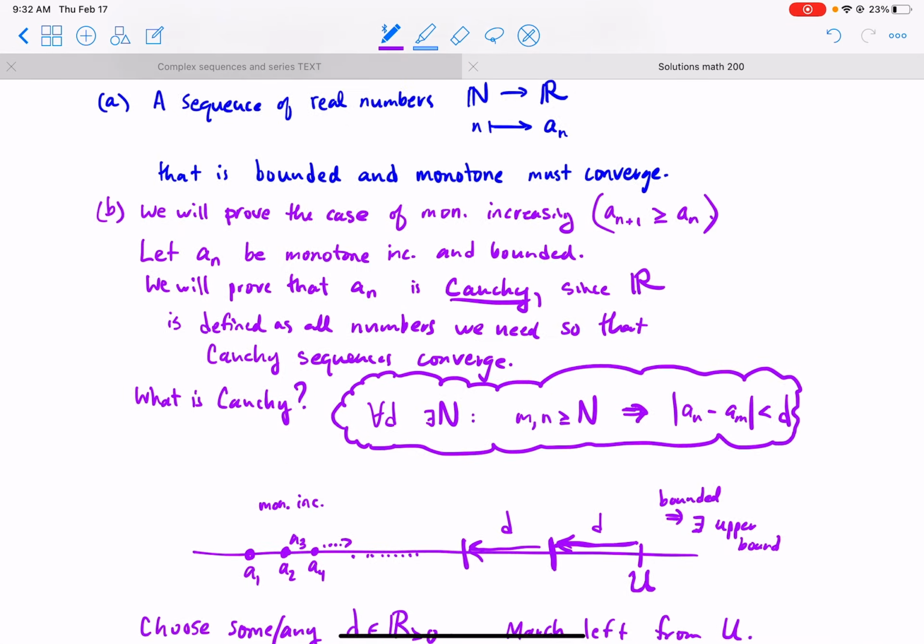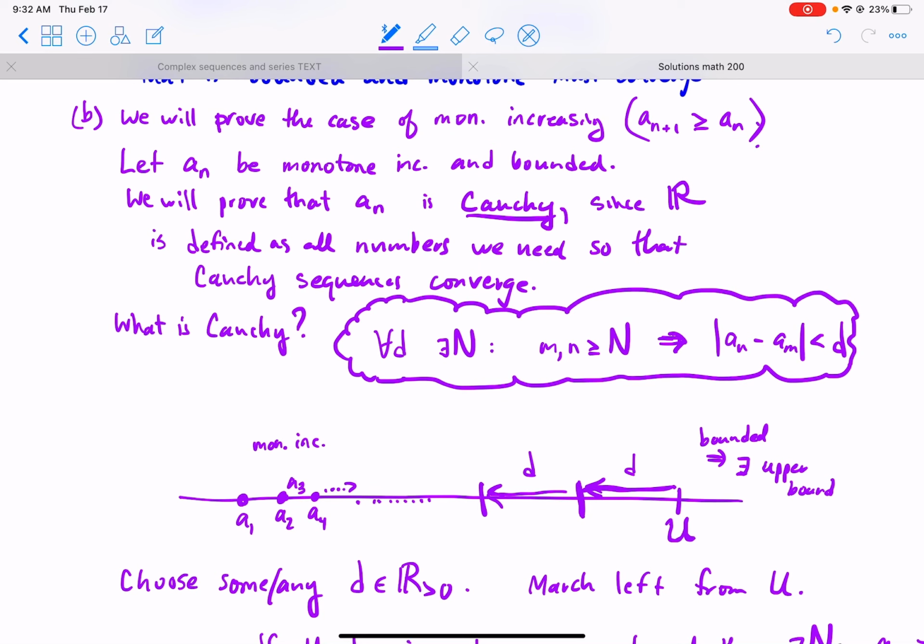Let's review what we did. We chose the case monotone increasing and bounded, and we proved Cauchy. If we can prove Cauchy, then it must converge because it's a real number sequence, and in the reals, Cauchy sequences always converge.